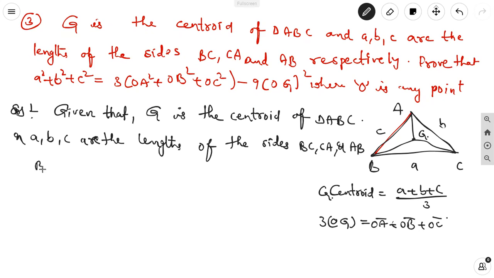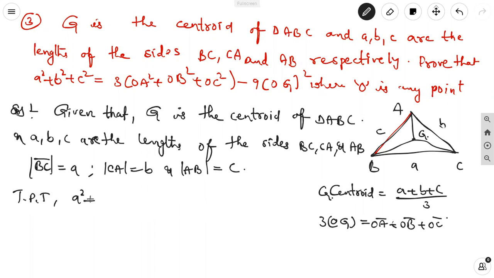That is nothing but BC length is equal to modulus a, CA length is small b and AB length is small c. Here, centroid means we have this relation. Here, what we can prove is: to prove that a square plus b square plus c square is equal to 3 into (OA square plus OB square plus OC square) minus 9 into OG square.